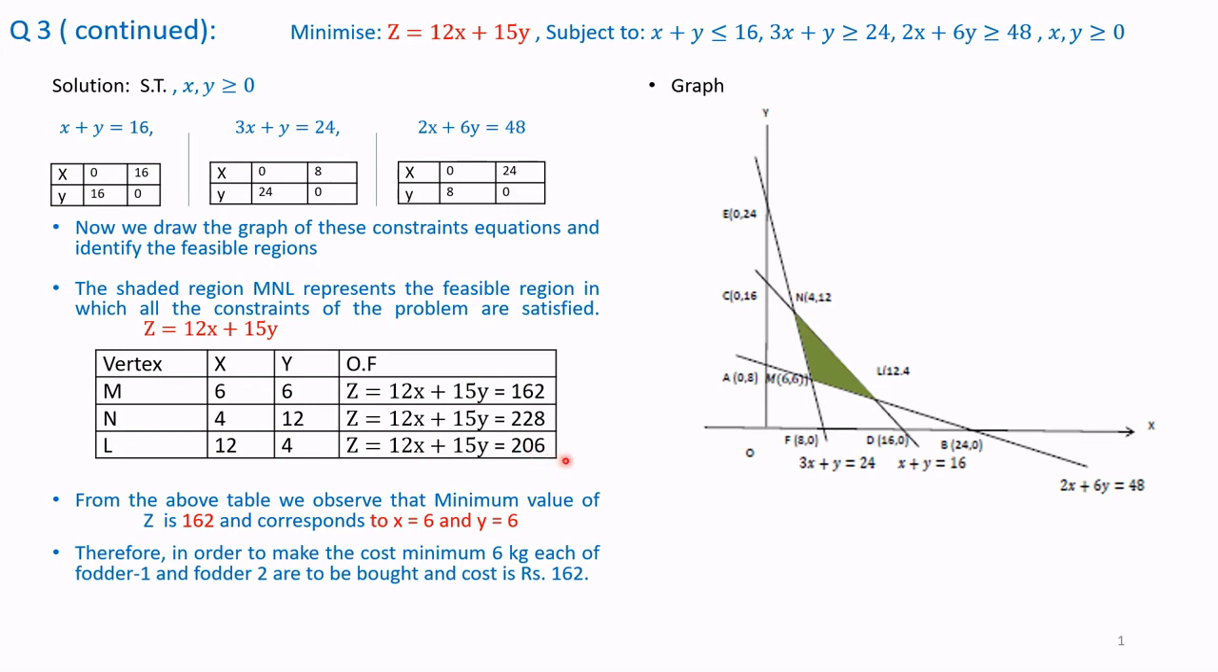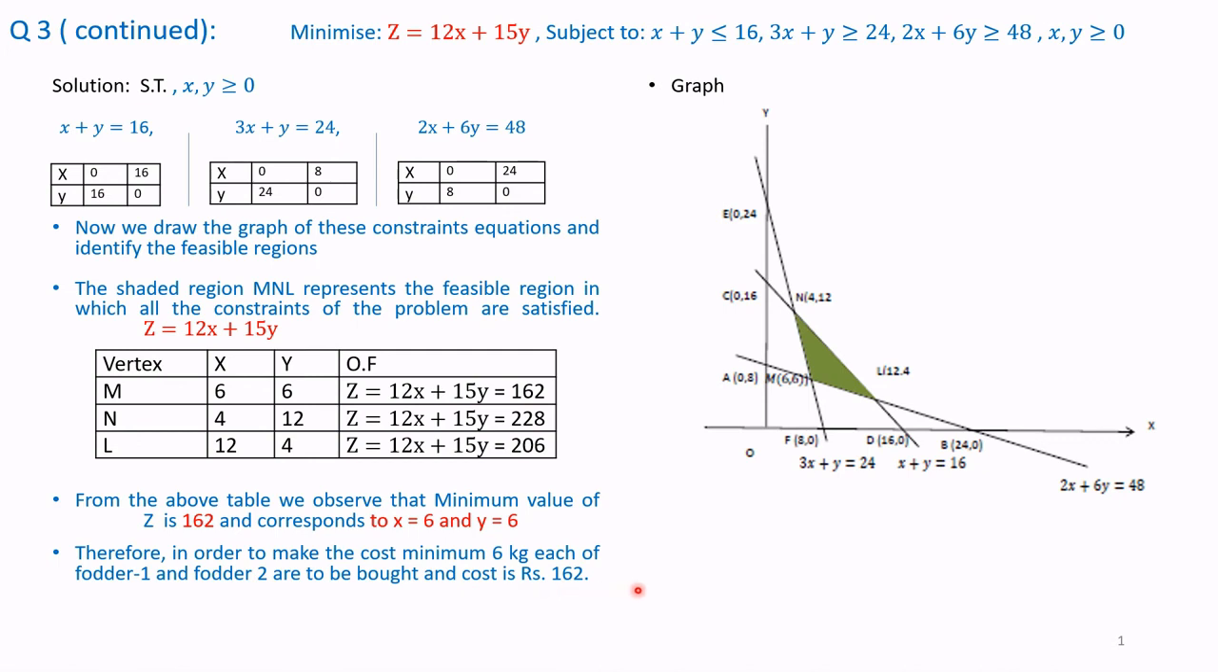From the above table, we observe that we are required to find the minimum value of the cost function. Minimum value of z is 162 and corresponding to these points x is equal to 6 and y is equal to 6. Therefore, in order to make the cost minimum, 6 kgs each of order 1 and order 2 are to be bought, and its cost is rupees 162.